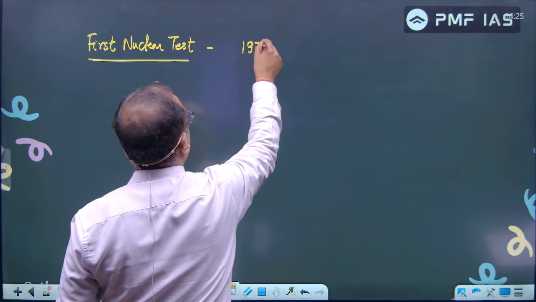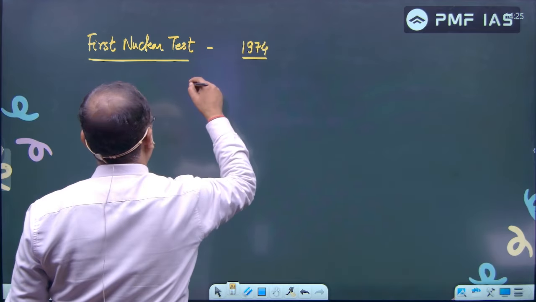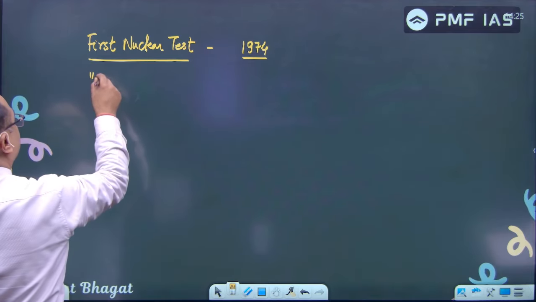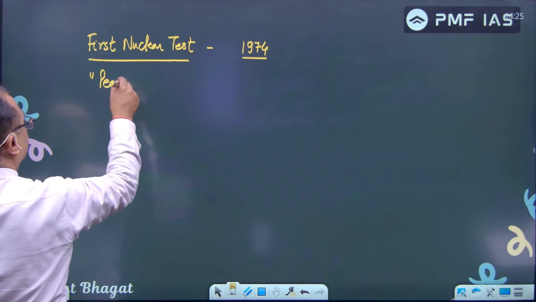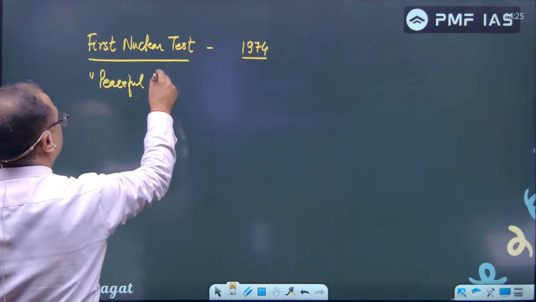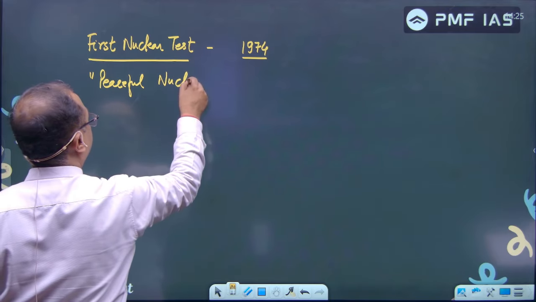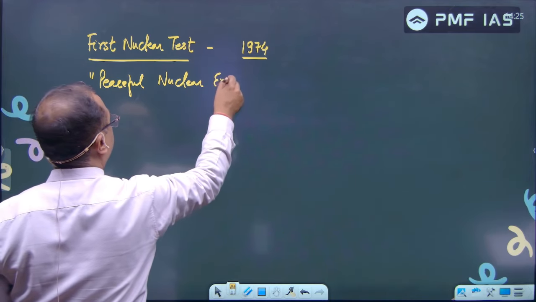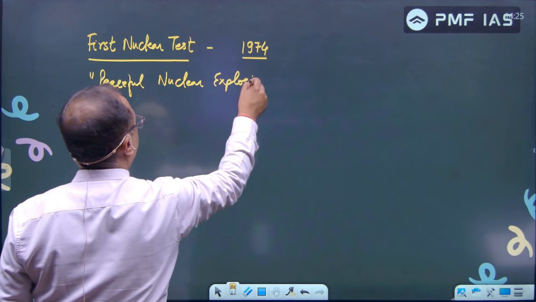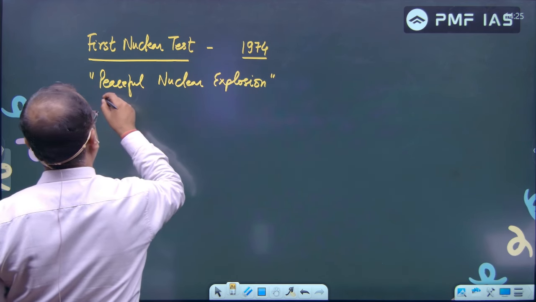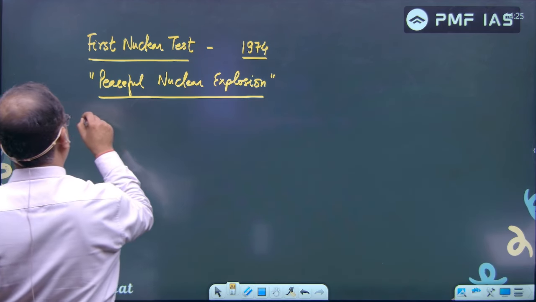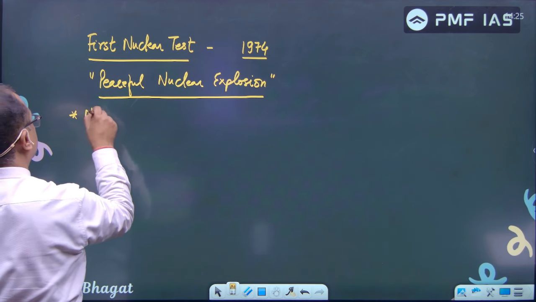(1974). India claimed it to be a peaceful nuclear explosion, not targeted against any country.